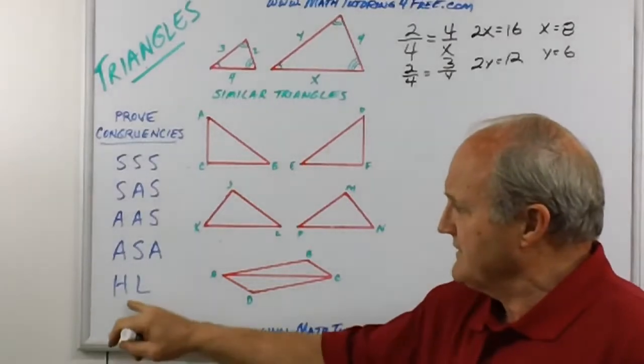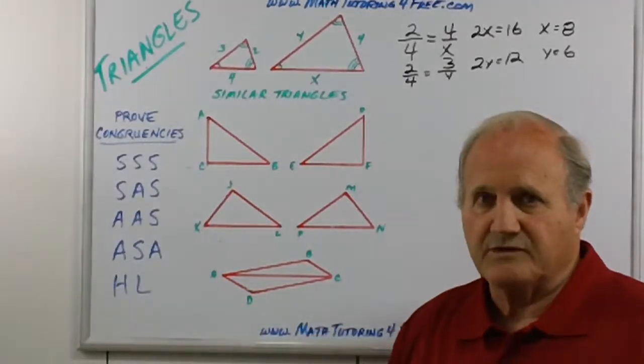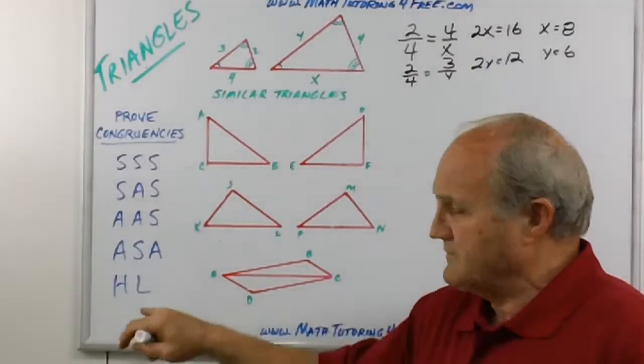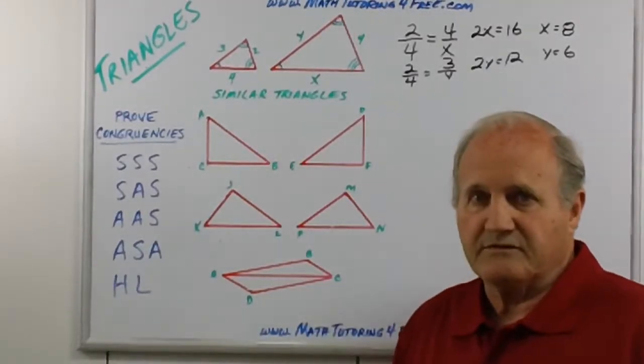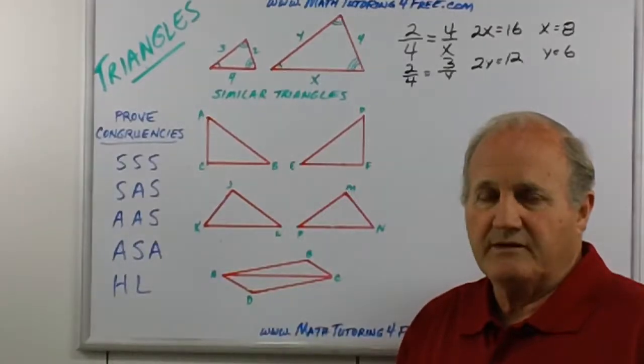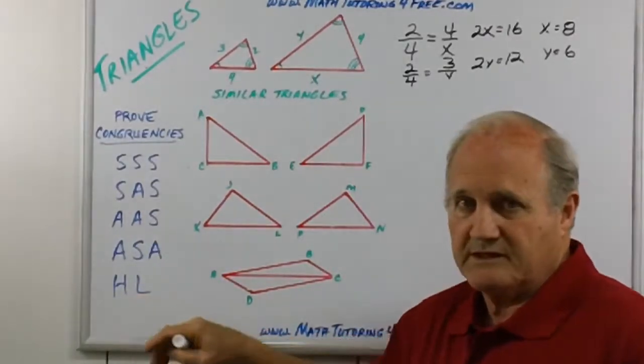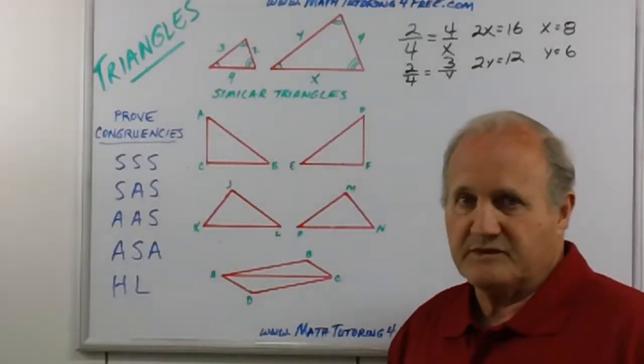And then lastly, if we have right triangles, we only need to prove the hypotenuse and a leg. And that's because if you look at a right triangle, you've got that right angle in there, and once you know the hypotenuse and one of the legs, everything else fits in place.